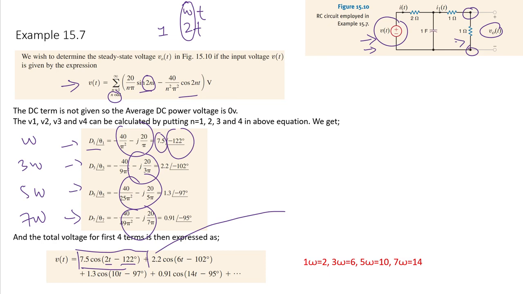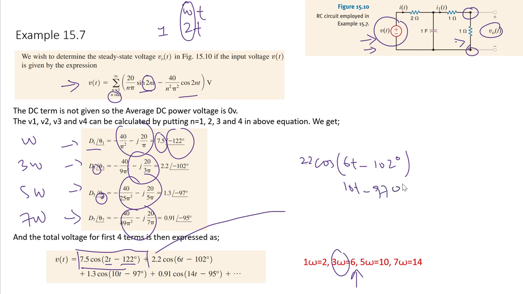The second term is 2.2 angle 102. So it will be 2.2 cos of, now this is 3, so this is 3 omega t. 3 into omega is 6, so 6t minus, what's the angle? It is 102 degree. So the second term is this thing. The third term would have an omega of 5 omega, so 5 into omega is 10t, and what's the angle?